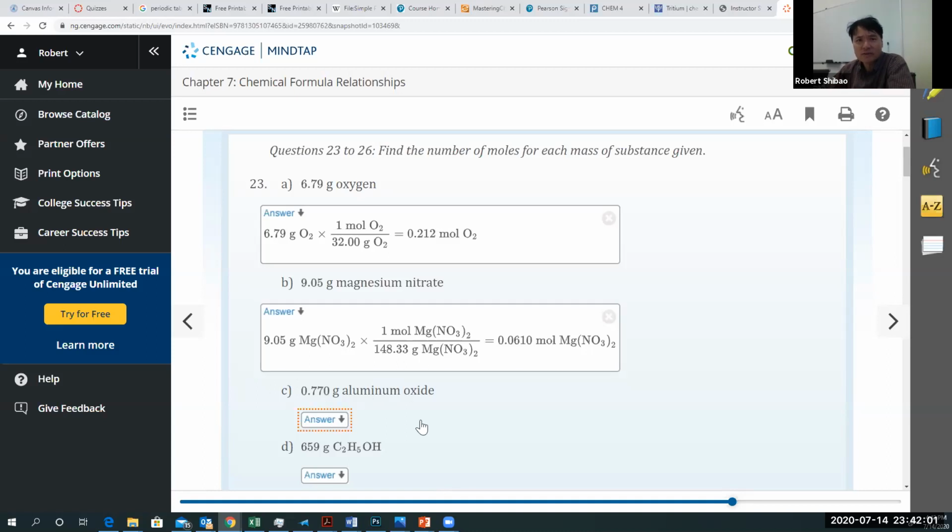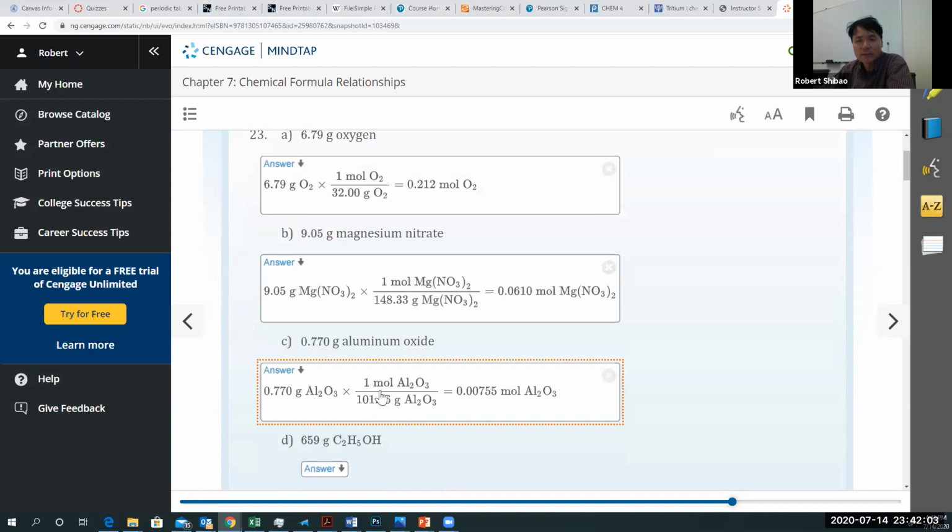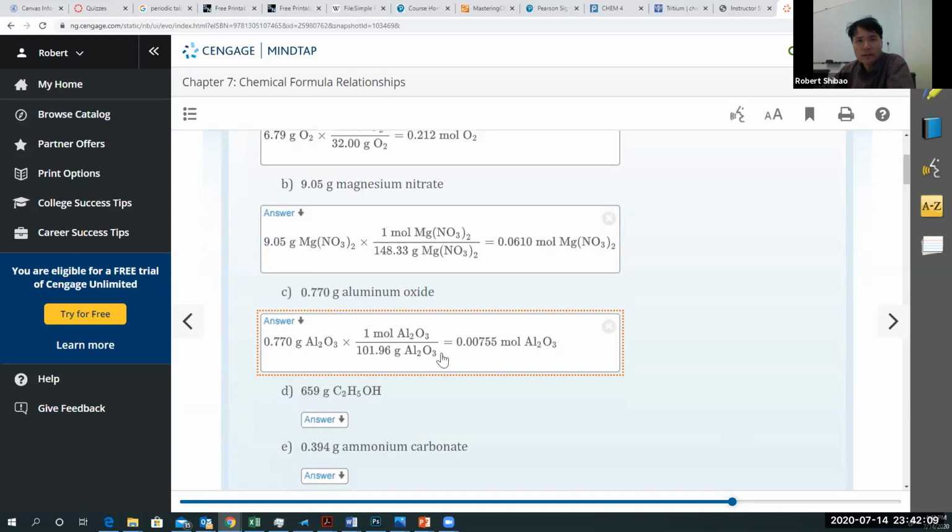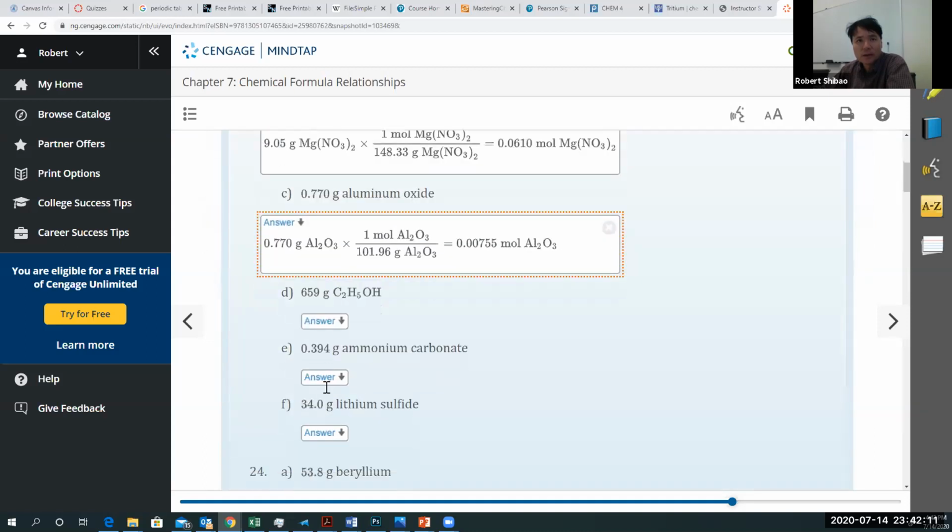So we need the molar mass of aluminum oxide. This is the molar mass of aluminum oxide. 2 aluminums and 3 oxygens weighs 101.96. And then we just cancel out the grams, get the moles. This is ethanol here. And so gram to mole conversion of ethanol.